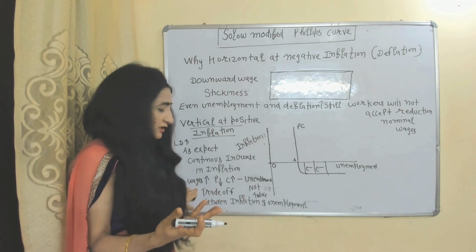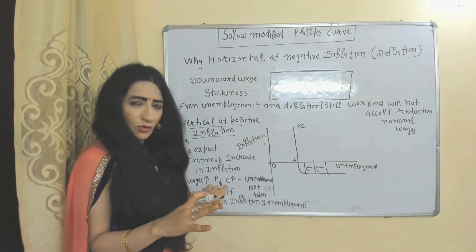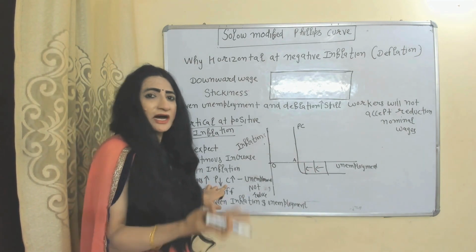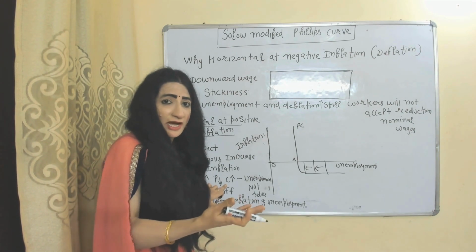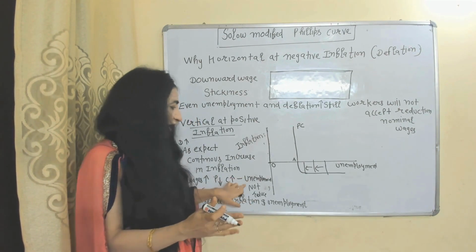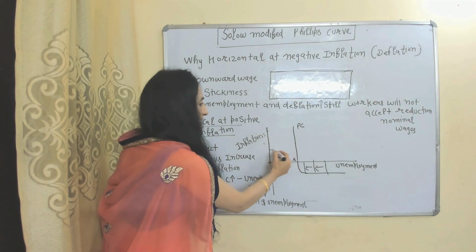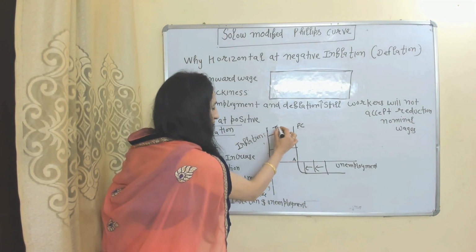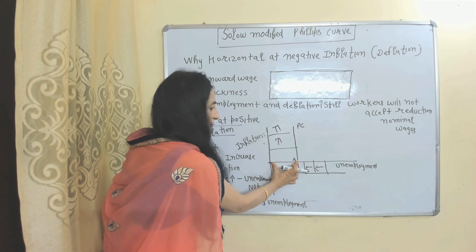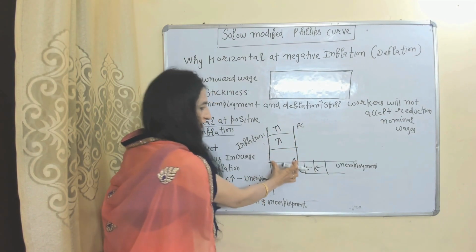As wages increase, the profit of businesses fall, their cost increase, so they will not hire more employees. If they are not hiring more employees, that means unemployment will not reduce. Here you can see after a point, inflation is continuous increasing, but unemployment is not reducing.